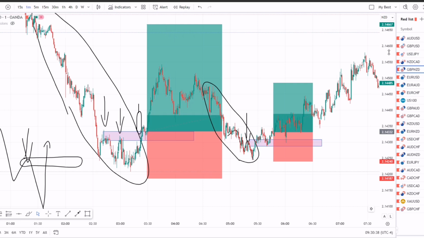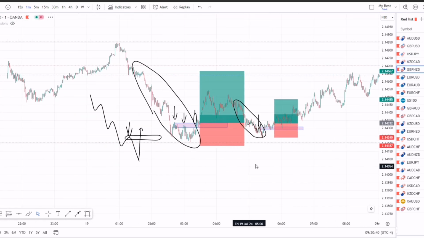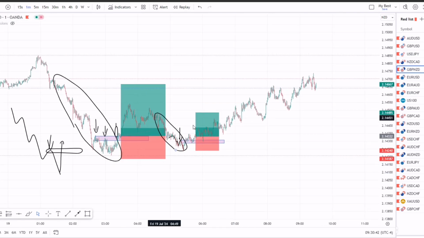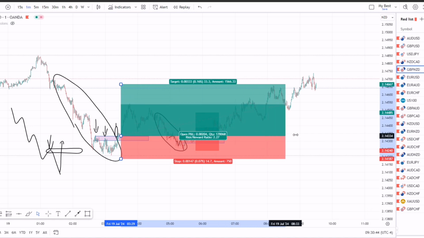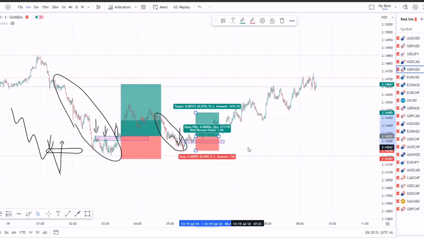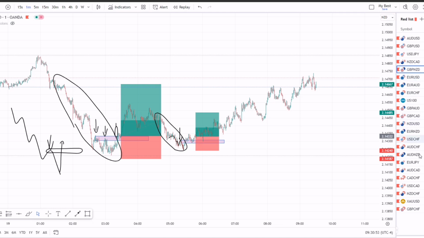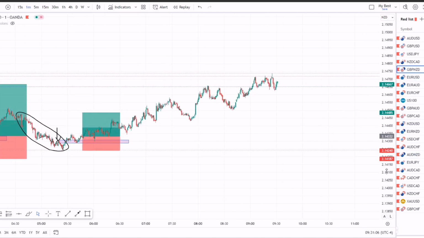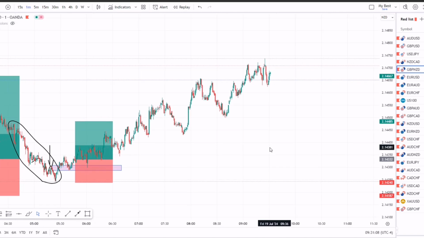You see that? Let's do this. You see that price has actually closed even on this one. Take profit has been hit. It's nothing difficult.